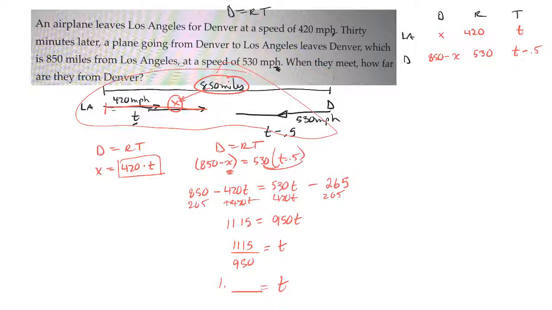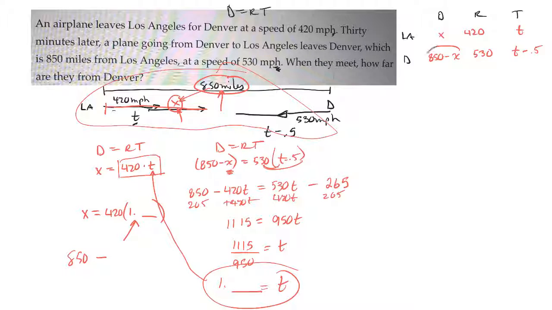Now the question says how far are they from Denver? So the distance from Denver is going to be 850 minus whatever this distance is. So whatever I get for T, I'm going to plug that right in there, and that'll give me what X is. So 420 times 1 point, whatever that comes out to. And sorry, I don't have a calculator close. And then once I get the answer to that, I'll go 850 minus whatever that is. And that is going to be the distance they meet away from Denver. All right, hopefully that helps you with that question.